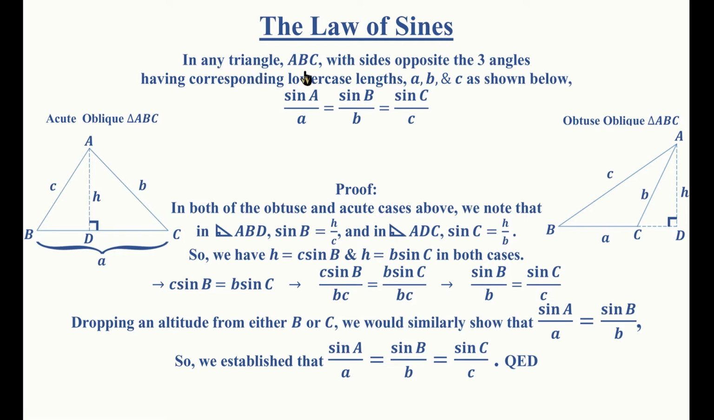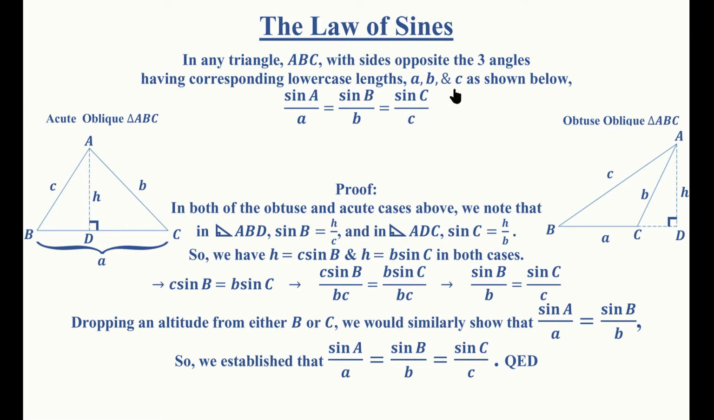Basically, in any triangle ABC with sides opposite the three angles having corresponding lowercase lengths, this is the standard way of naming a triangle. If the angles are capital A, capital B, and capital C, we use lowercase a as the side opposite angle A, we use lowercase b as the side opposite angle B, and we use lowercase c as the side that is opposite angle C. Very logical and simple.